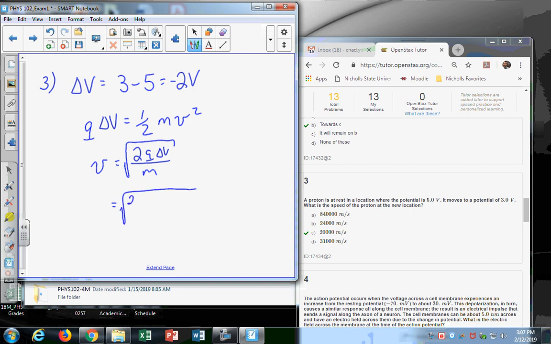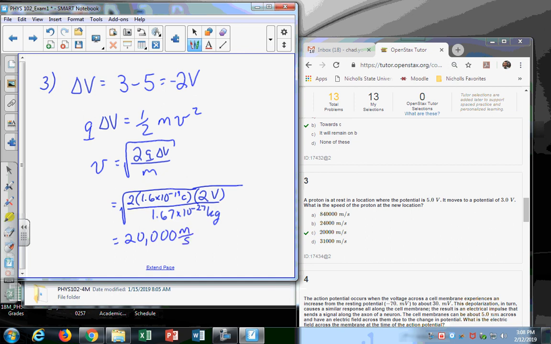All right, so that's 2. The charge of a proton is 1.6 times 10 to the minus 19 coulombs. Delta V is 2 volts. I'm just dropping that negative because I'm only looking for the magnitude of the speed anyway. And then the mass of a proton on your equation sheet has a value of 1.67 times 10 to the minus 27 kilograms. And that's equal to 20,000 meters per second.